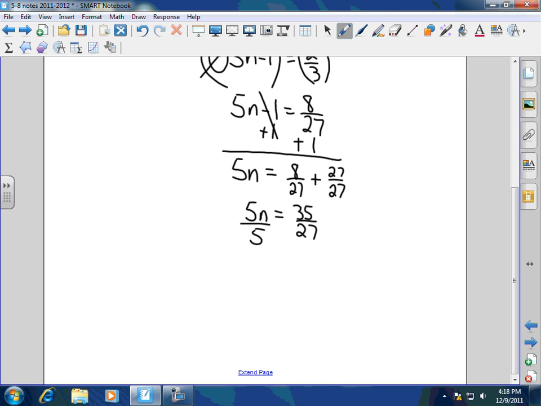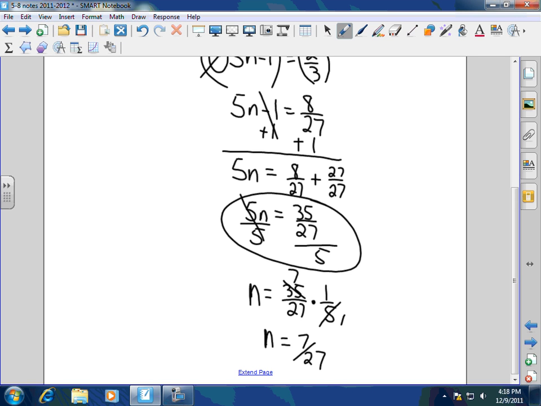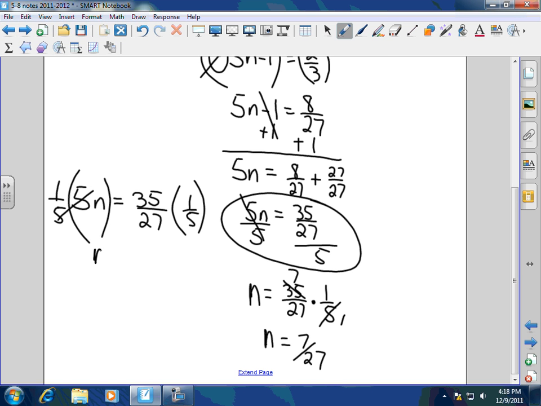Divided by 5. N equals stay, change, flip. So n equals, you can get rid of this 5, cross divide, 7, and you'll have 7/27. Now, for this part right here, a lot of times people get confused on how to do this. So when I have 5n equals 35 over 27, instead of dividing by 5, you could simply multiply by the reciprocal. And if you multiply by the reciprocal, you don't have to worry about the stay, change, flip, and you still are going to get 7/27.